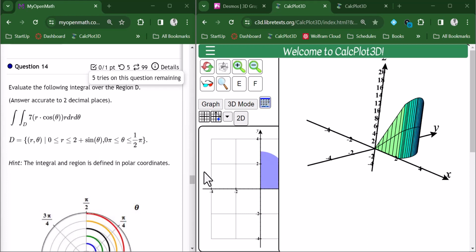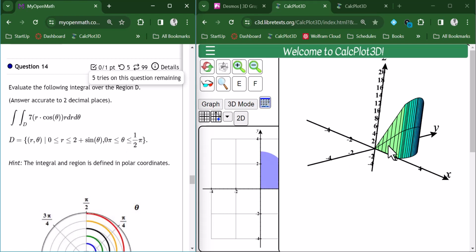My name is Lapuz. In this video we are looking at a homework problem from section 5.3 where they ask us to evaluate an integral over the region D, and the integral is going to be 7 times r cosine theta r dr d theta, where the domain is going to be a set of r values going from 0 to 2 plus sine theta, and our theta goes from 0 to pi over 2.